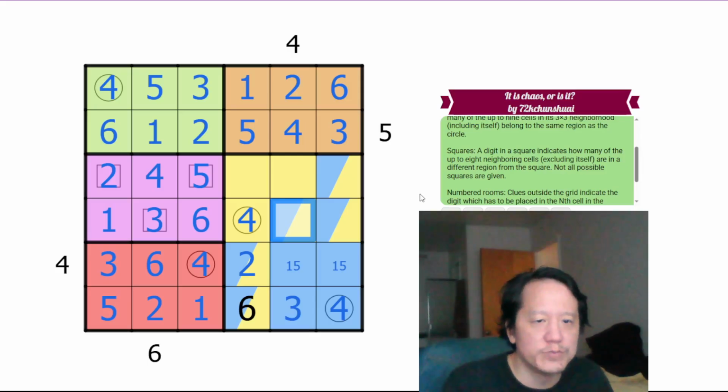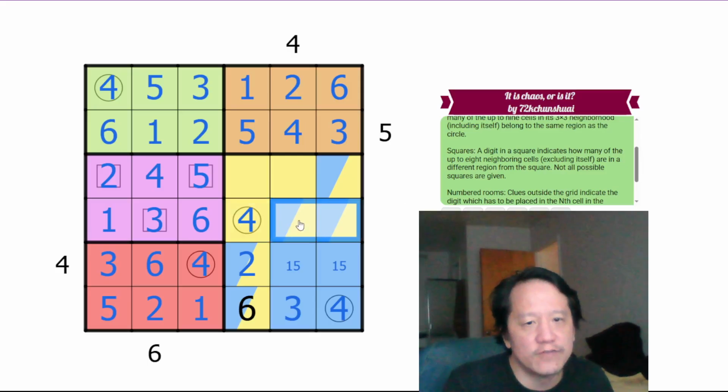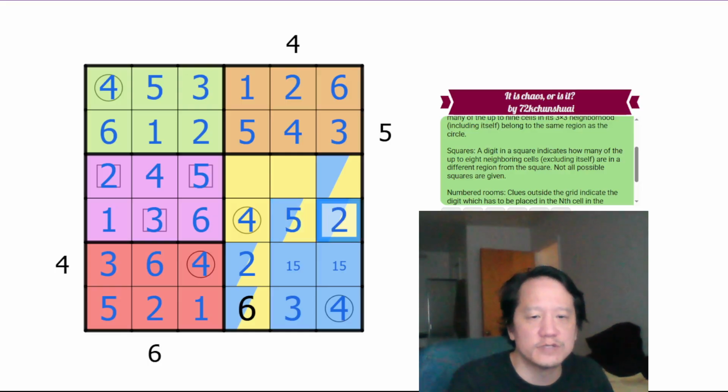We have 2, 6 remaining in... No, 2, 5 remaining in row 4. And this can't be 2 because of 2 in the column, so this is 5, which makes that 2. 5 eliminates 5 here, so it's 1 and 5.